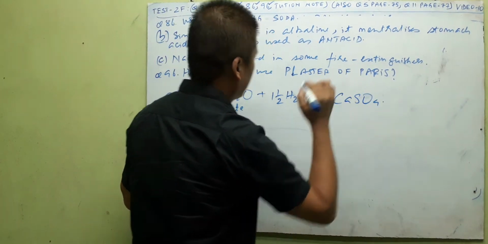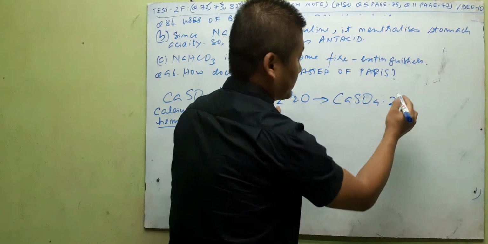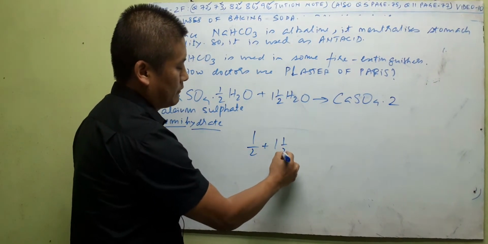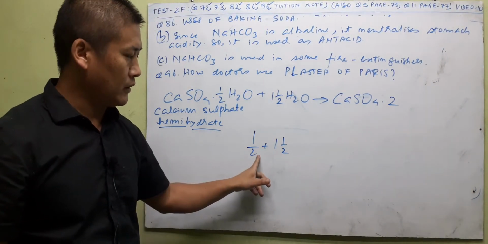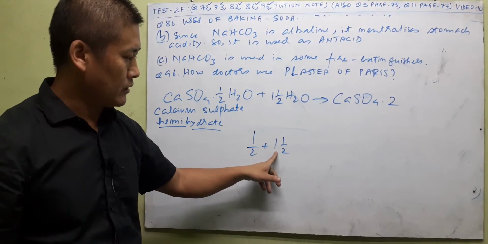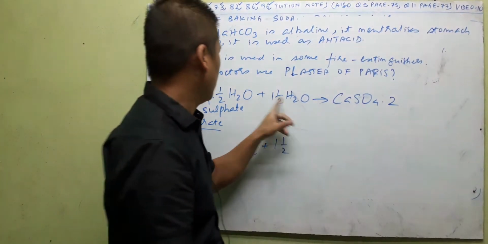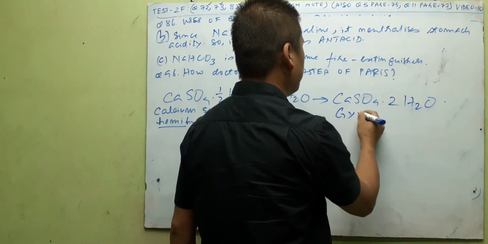CSO4 is there, join it. Only the one, then half plus 1.5 we know is 2. Right, half plus 1.5 is 2, right? Common sense also: 1, half, 1, 1 more is there. So half, 1, 2. So 2 H2O. Now the compound having this formula is called gypsum.